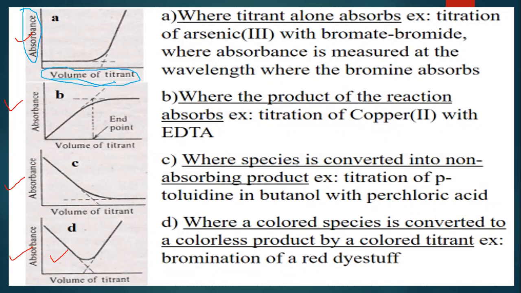So this is the graph for when the titrant alone absorbs the light, the titrant which you are adding from the burette. At the initial stage there was no titrant, so it is not going to show you a reading until the end point, because it reacts with the substance present in your conical flask or beaker. Once the reaction is over, the only absorbing species present will be your titrant.